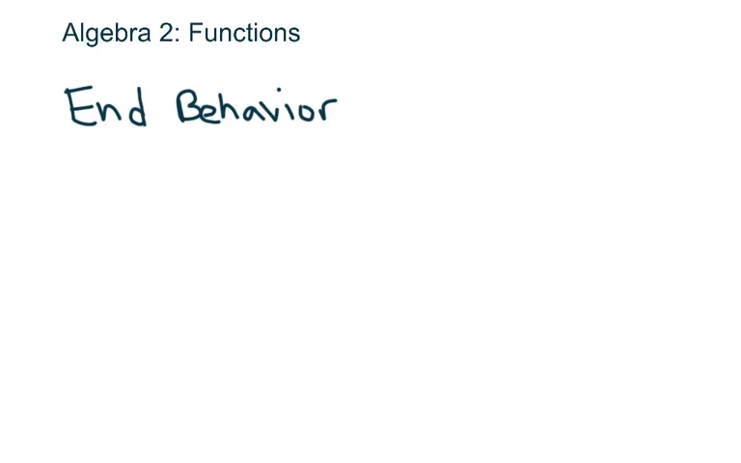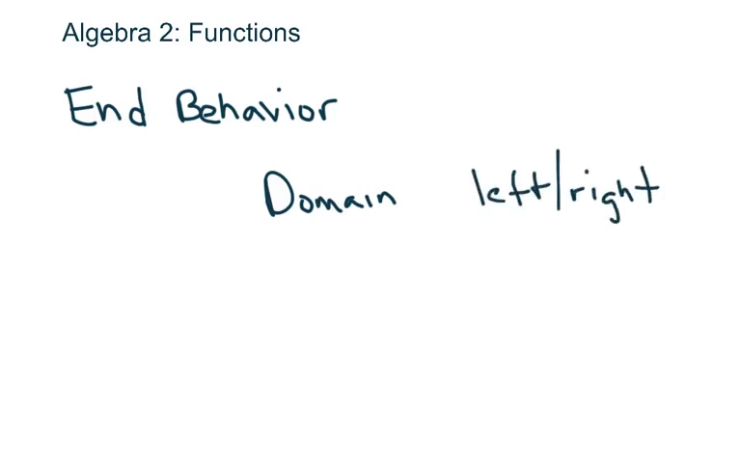And then the next thing we looked at was something called end behavior. So what can get confusing is that domain only talks about x coordinates, how far a graph goes left and right, whereas range is talking about y coordinates, how far a graph goes up and down.